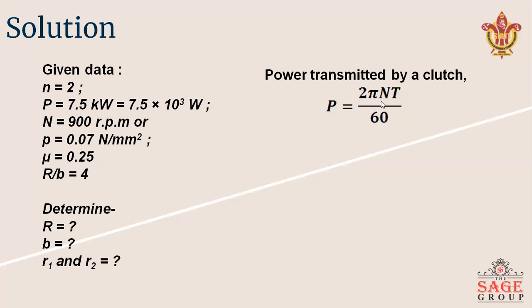Second, pi equals 3.14. And third, N, capital N, equals 900 rpm. The only unknown is capital T, the torque transmitted by the clutch. So T equals, what is the value of T? After solving this equation, we will have the value of the torque transmitted by the clutch.